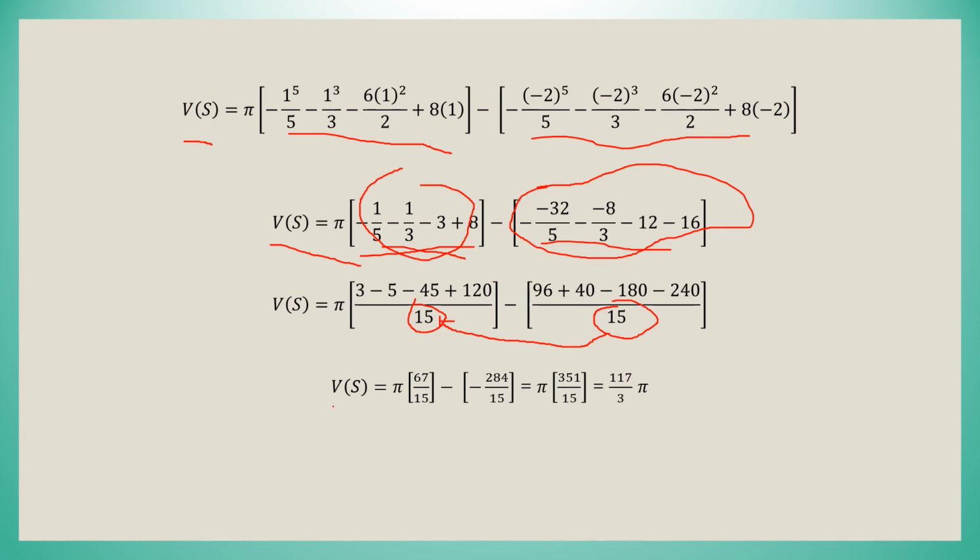So next, we have the volume of S is equal to pi times 67 over 15 minus negative 284 over 15, so we can have the calculation of pi times 351 over 15. So the final answer for this problem that we have calculated is 117 over 5 pi. So that's all. I hope you like it.